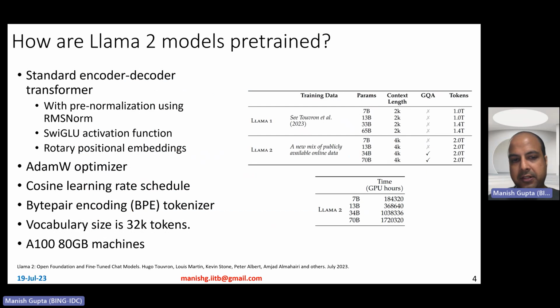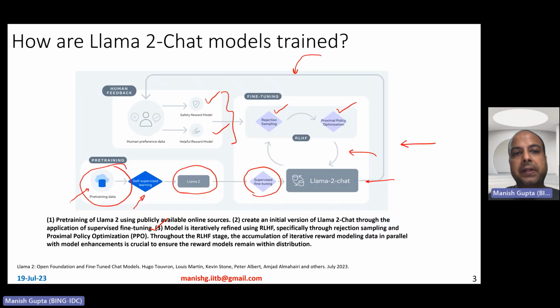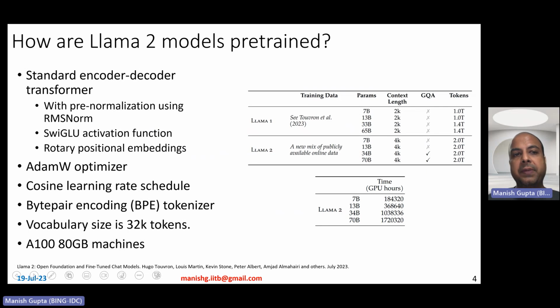So first, let's talk about the very first step. So how is the model pre-trained, right? So the Llama 2 models are standard decoder transformer models, with small little differences. So they have pre-normalization using RMSNorm, SwiGLU activation function, rotary position embeddings. No absolute position embeddings, rotary position embeddings. They're trained using the AdamW optimizer, using a cosine learning rate scheduler. They use a BPE tokenizer, byte pair encoding tokenizer, with a vocabulary size of 32K tokens. They've been trained on many A100 80GB machines.